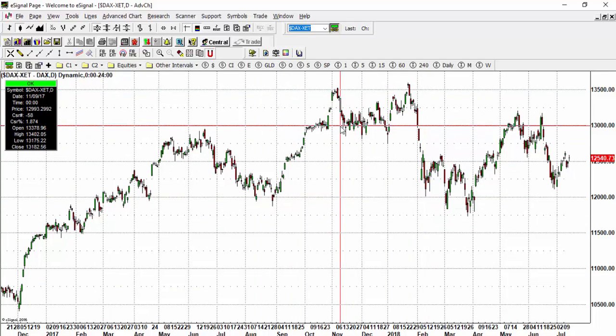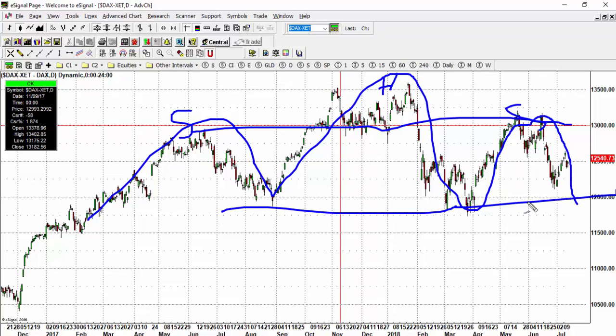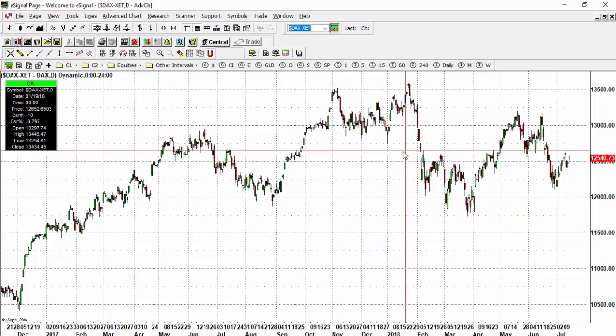We see, and it's not good to point out these things until the pattern is complete, but what we could be seeing is the start of a head and shoulders topping out action on the German DAX. Now with the head and shoulders topping out action, the pattern is completed once the market closes below the neckline. So that is just something that you have to keep an eye out on in the German DAX.